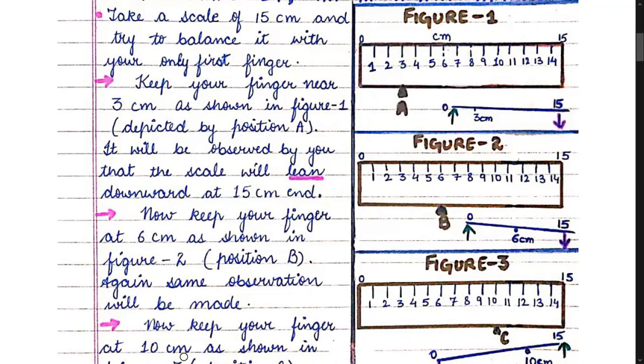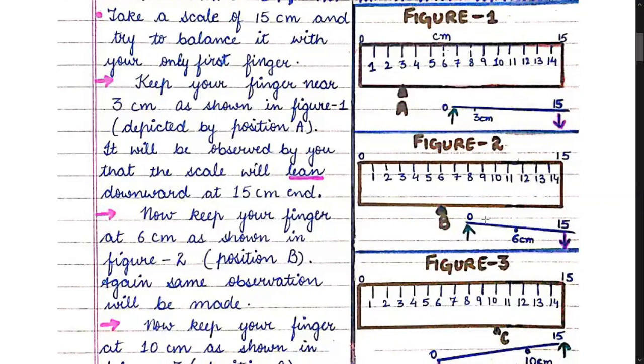The scale will be as a slanting line. It will appear like this. The scale will be going down from the 15 centimeter end. So this will be your scale. It is unbalanced. It is not balanced right now.